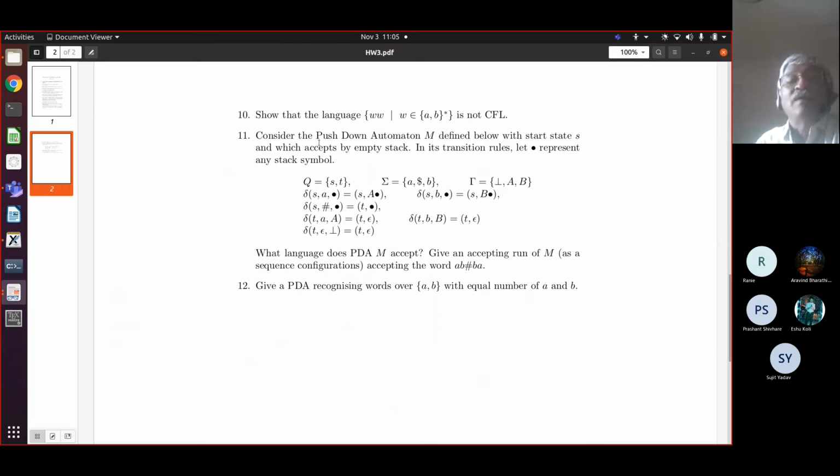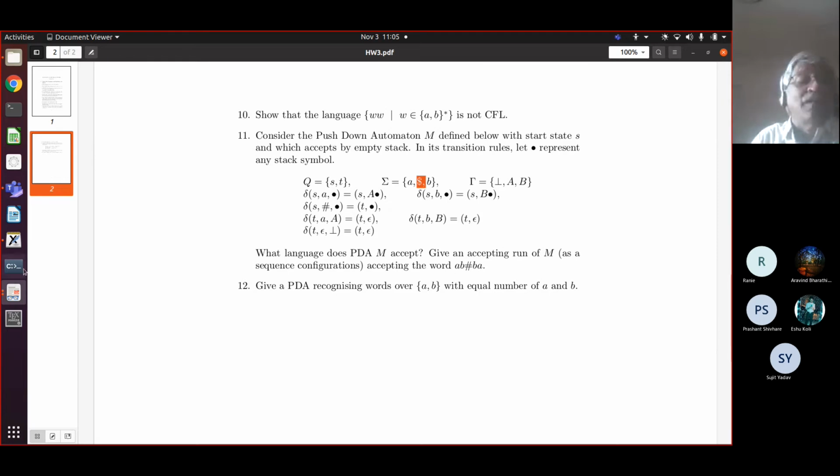Okay, and in 11 I'm giving you actually a push down automaton. Please, this dollar is actually hash. My mistake. You have to figure out what language it accepts, and you have to give a run in terms of configurations of these automata on this word.